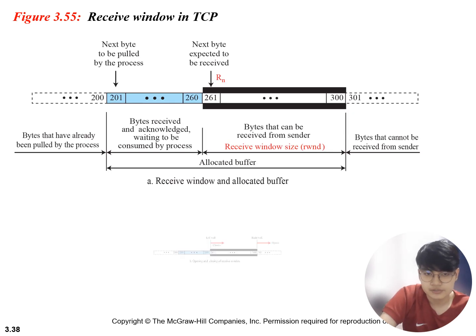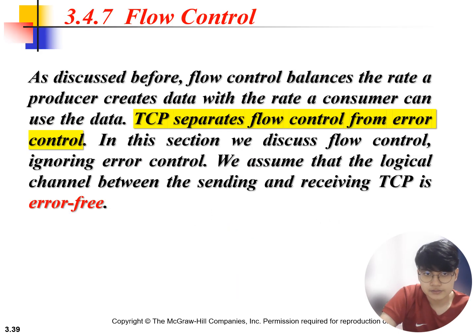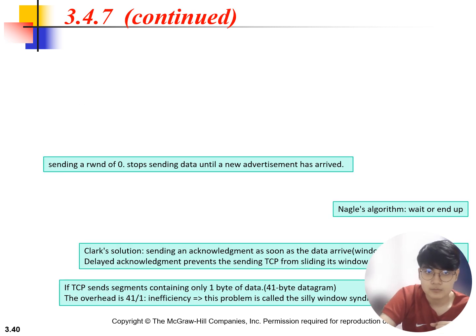Receive window in TCP. Flow control, as discussed before, balances the rate at which a producer creates data with the rate at which a consumer can use the data. TCP separates flow control from error control. In this section, we discuss flow control, ignoring error control. We assume that the logical channel between the sending and receiving TCP is error-free.